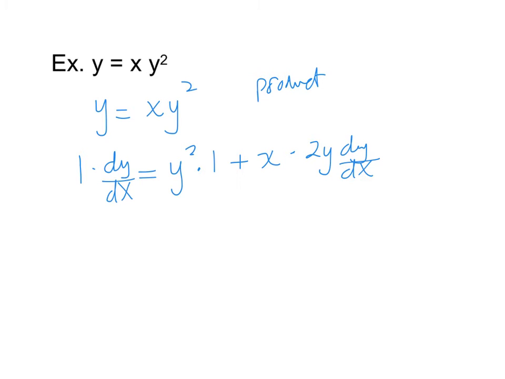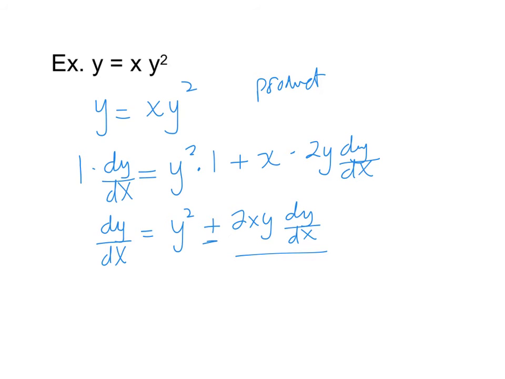All right, so the goal then is to get the dy/dx to the other side so that I can factor it out. So let me rewrite it because I have a lot of extra stuff here. dy/dx equals y squared plus 2xy dy/dx. So I've just taken out all the extraneous stuff. Okay, I'm going to move this to the other side. This is a plus here, so I'm going to subtract. So dy/dx minus 2xy dy/dx equals y squared. That's all that's left over there.